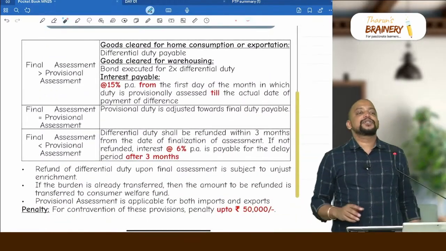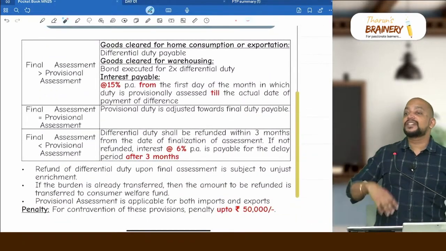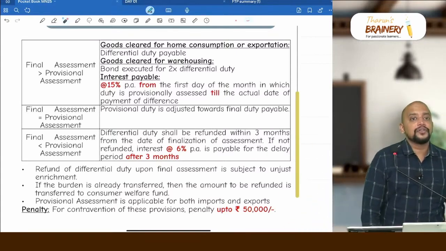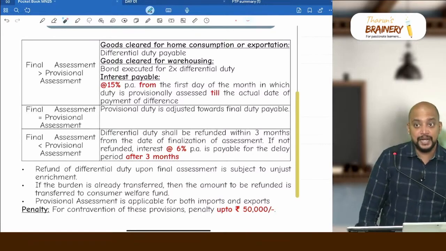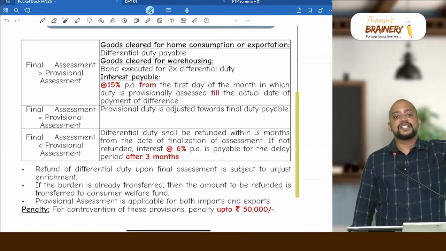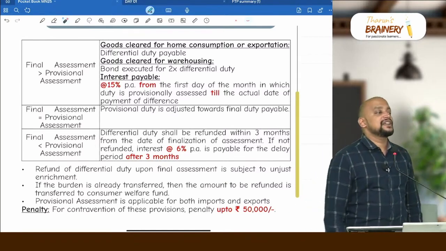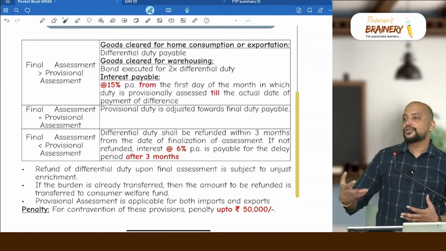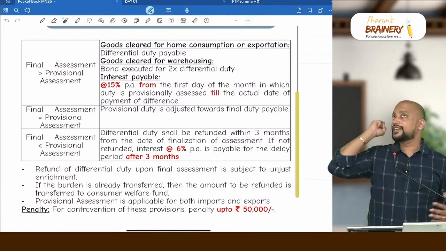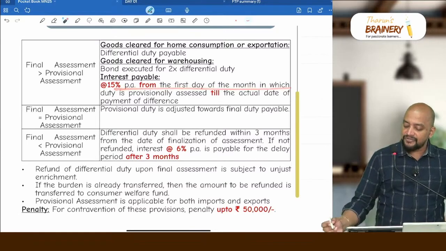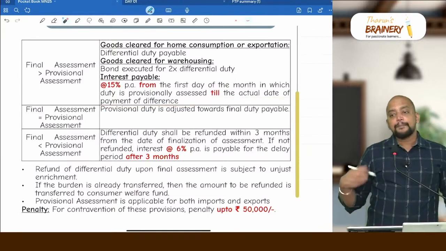And upon finalization of assessment, 3 things can happen. Final assessment amount is greater than provisional assessment amount. So then what we need to do? We need to pay the differential amount along with interest. What is the rate of interest? 15% per annum. From which date to which date? From the first date of the month in which provisional assessment is resorted. For example, if the provisional assessment is resorted on 28th March, means we have imported in the month of March, and somewhere 28th March only provisional assessment is resorted. We need to count the interest from 1st of March. So differential duty 15% per annum from the first day of the month in which the duty is provisionally assessed till the actual date of payment of difference.